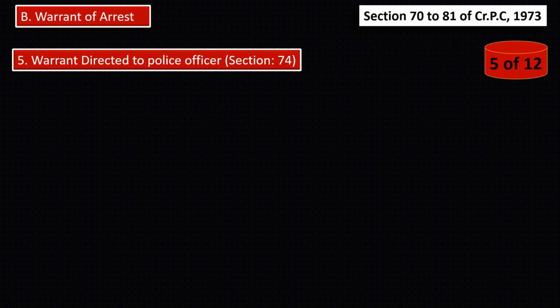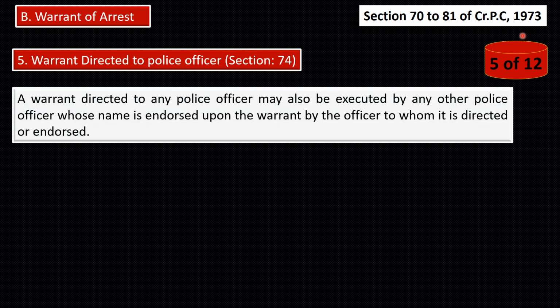Fifth point, warrant directed to police officer. The fourth point was warrant directed to any person as per the provision of section 73. Now the fifth point is warrant directed to police officer as per the provision of section 74. A warrant directed to any police officer may also be executed by any police officer whose name is endorsed upon the warrant by a police officer to whom it is directed or endorsed.